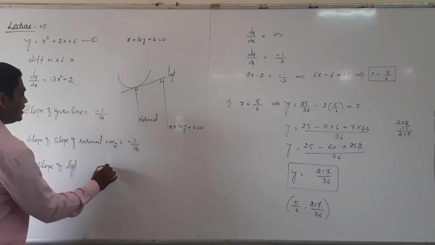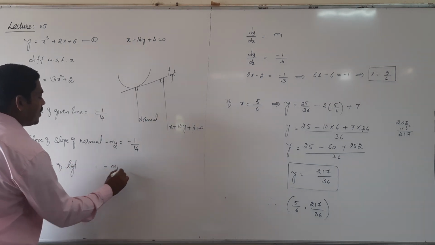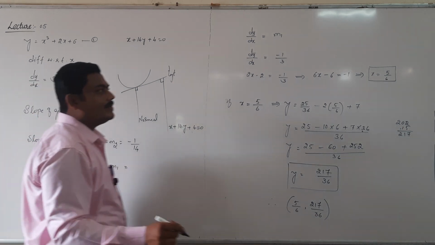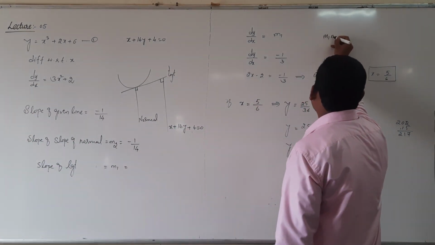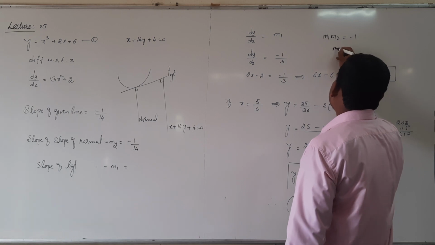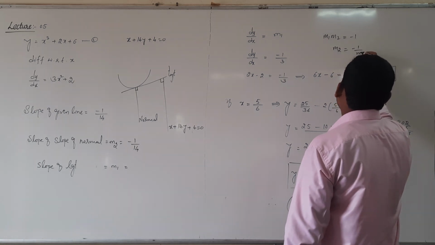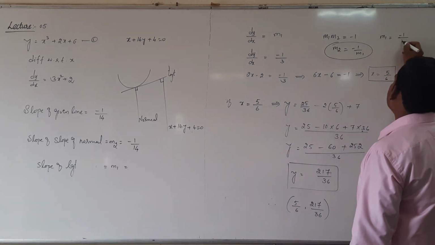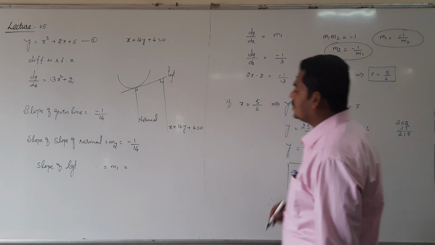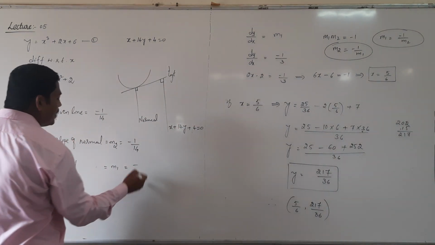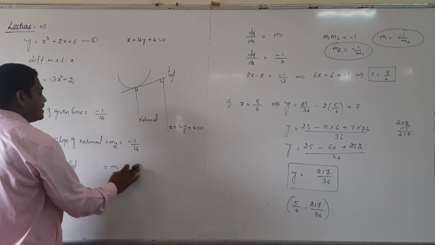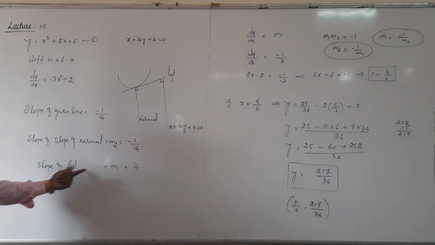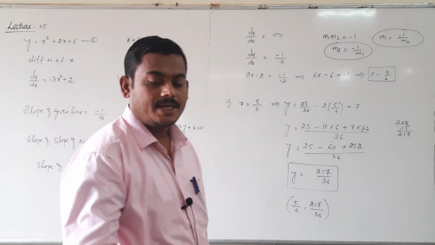The slope of the tangent m1 is equal to the negative reciprocal of the slope of the normal. Remember this formula, m1 into m2 is equal to minus 1. Then m2 is equal to minus 1 divided by m1, and similarly m1 is equal to minus 1 divided by m2. Therefore minus 1 divided by m2, minus of minus will be plus. The slope of the tangent line m1 is plus 14, right?